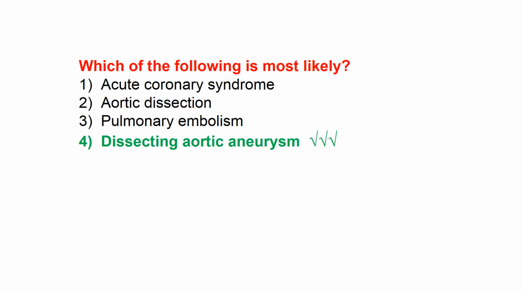The correct answer is number 4. It's a dissecting aortic aneurysm, and the explanation is that this man has a recent onset diastolic murmur over the aortic area with elevated blood pressure and lung crepitations.